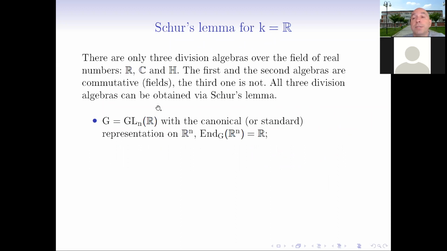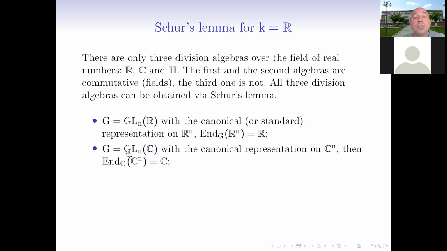So, for instance, the simplest way is as follows. For the first one, G is GLn(R), and there's a canonical representation on columns with all elements from R. Then all endomorphisms, all linear maps commuting with GLn, by definition, are only multiplication by constants. So it's R. If you take GLn(C) with the canonical representation on Cn, where Cn is viewed as R2n, then endomorphisms will be C by the same reason.